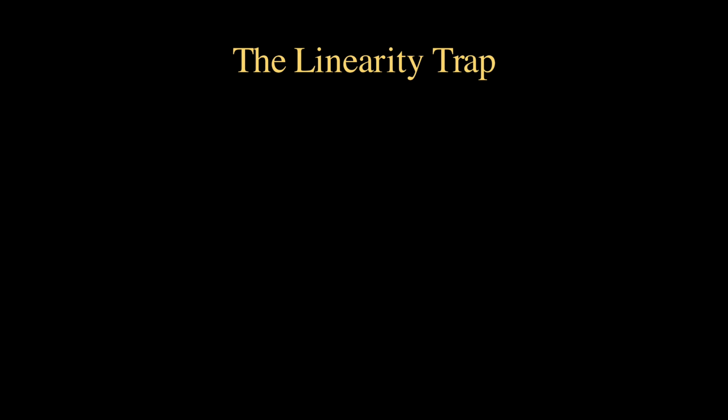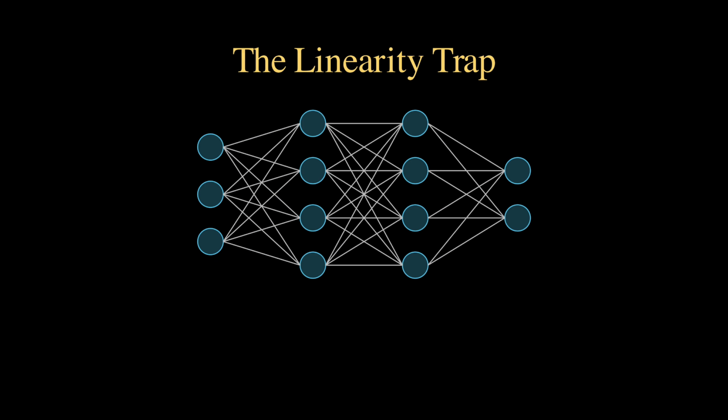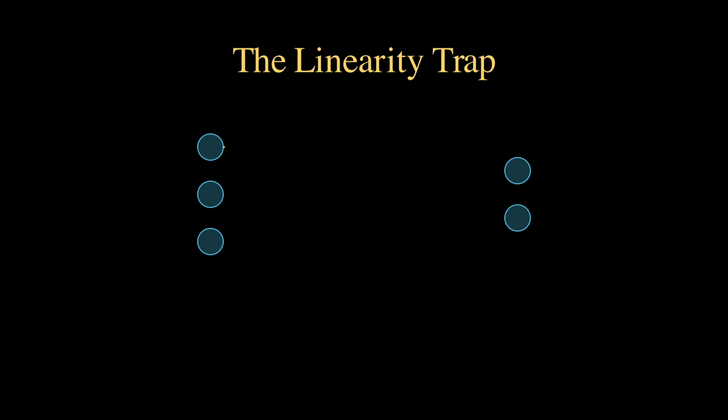Here's a network with 2 hidden layers, 4 layers total, weights connecting each one to the next. But if every layer just does a linear transformation, then W3 times W2 times W1 is still just another matrix W. All that depth for nothing. So how do we actually get depth to matter?